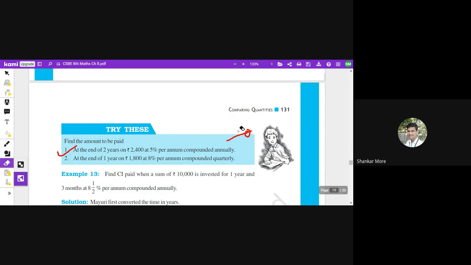Now, the second one we have to solve, this one: at the end of 1 year on 1800 rupees at the rate of 8% per annum, compounded quarterly.